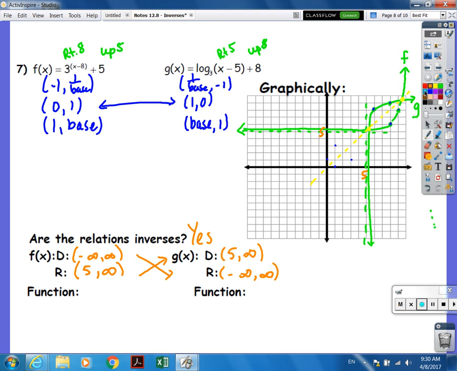And is it a function? That question is yes for both of them. You're using your vertical line test just to say that an exponential graph is a function and a log graph is a function also. Good luck with inverses.